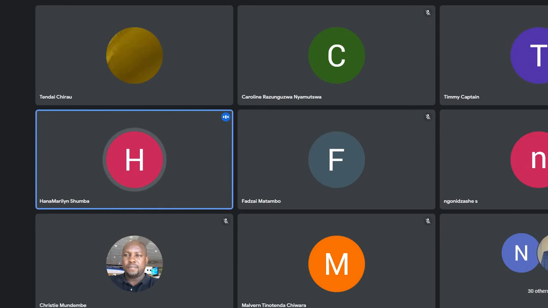Probably I could just add what I know about the Pearson coefficient, and then maybe someone can add on the interpretation of the table. So the Pearson coefficient, like what Tendai was explaining about interpreting the scatter plot.